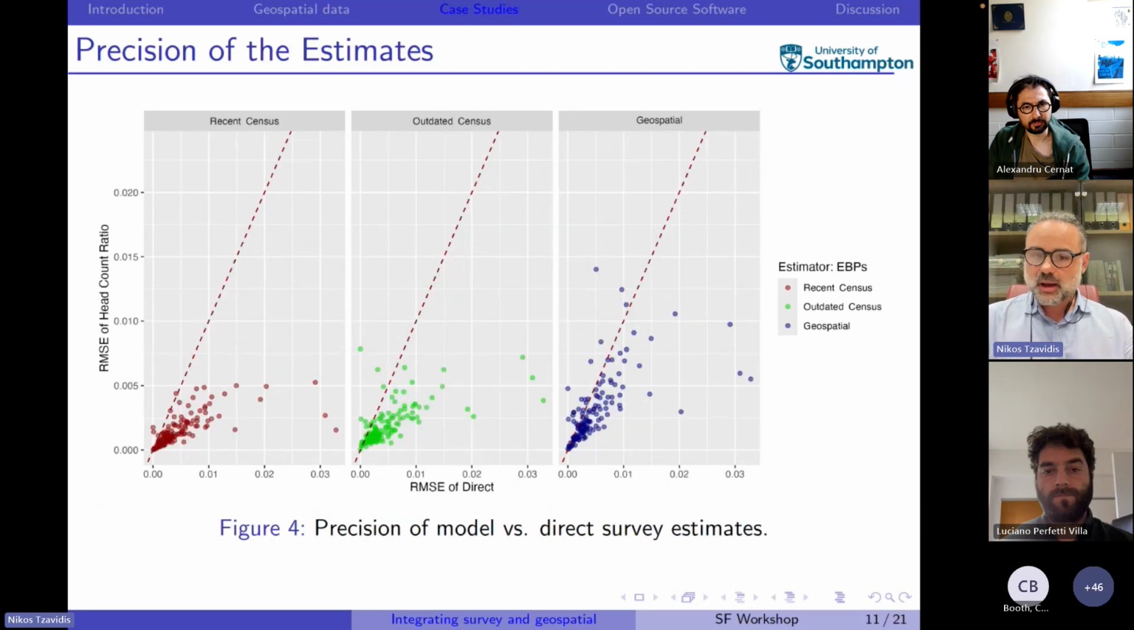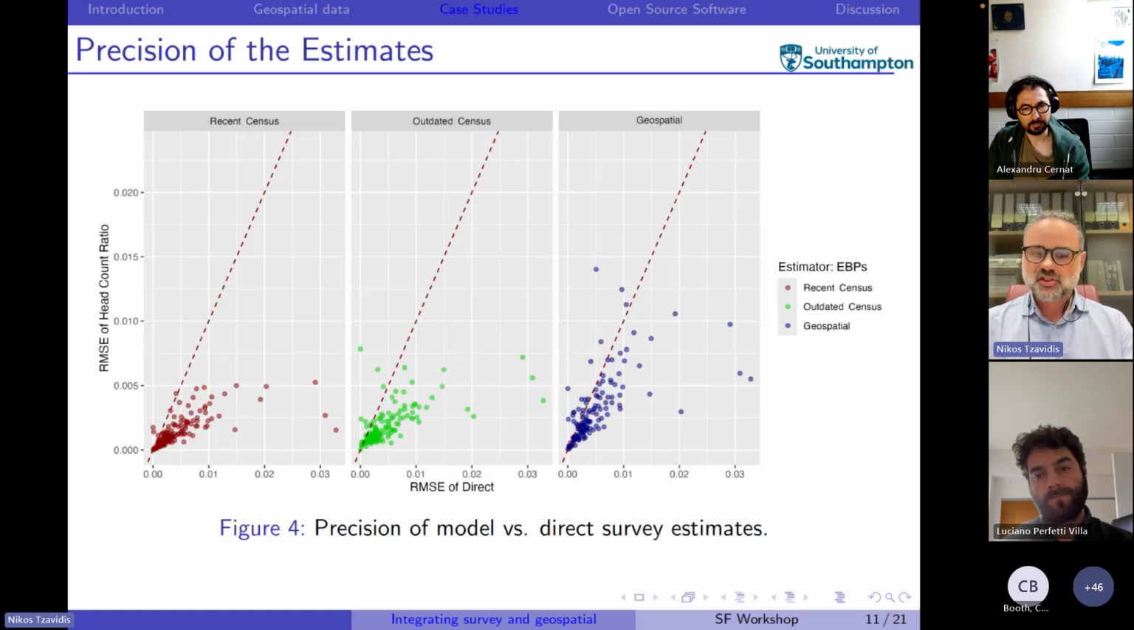Now, of course, this comes at a cost. The cost is that, as you will see on the right-hand side plot, which plots mean squared error estimates, so estimates of the precision of the direct estimates versus the precision of the model-based estimates, the model-based estimates with the geospatial information are still doing better than direct survey estimates. So in that respect, we gain a lot by using the models.